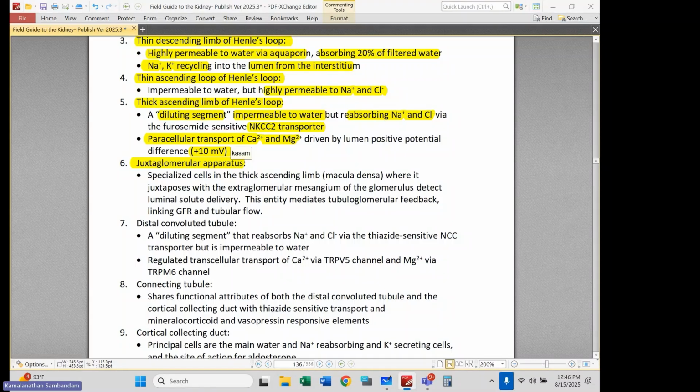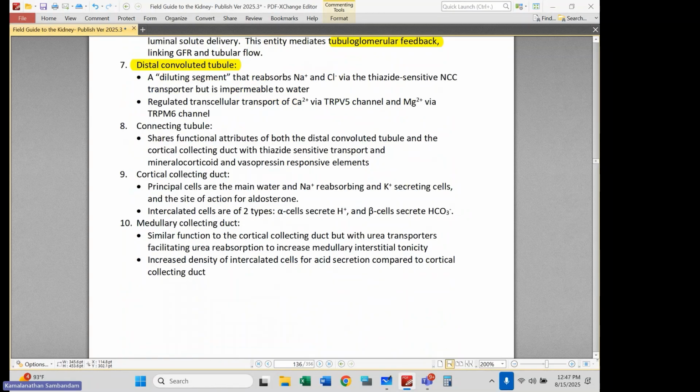Okay? The juxtaglomerular apparatus, we already talked about this: the macula densa, the afferent arteriole, and tubuloglomerular feedback. You had a lecture on that yesterday. We don't have to belabor that.